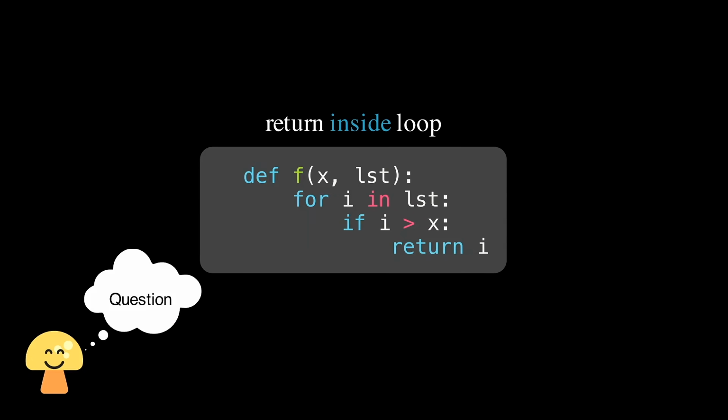Question: if you have a return statement inside a for loop, can the return statement even stop the for loop before its completion? Absolutely can.